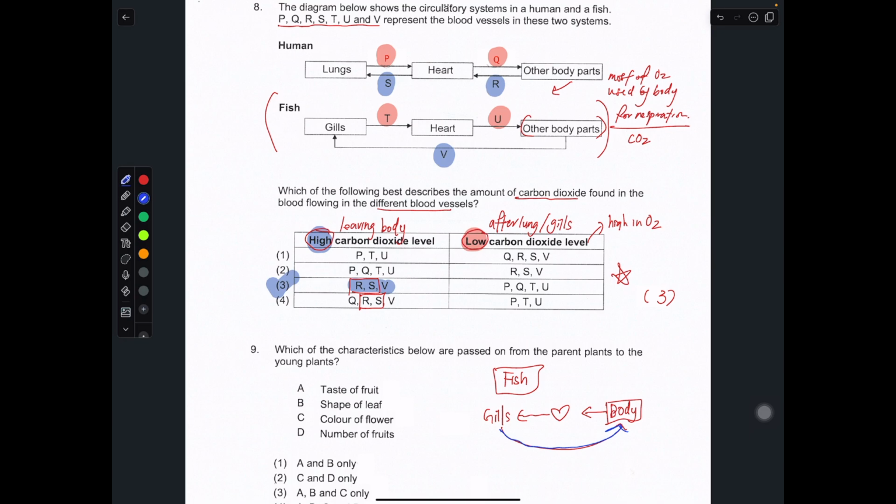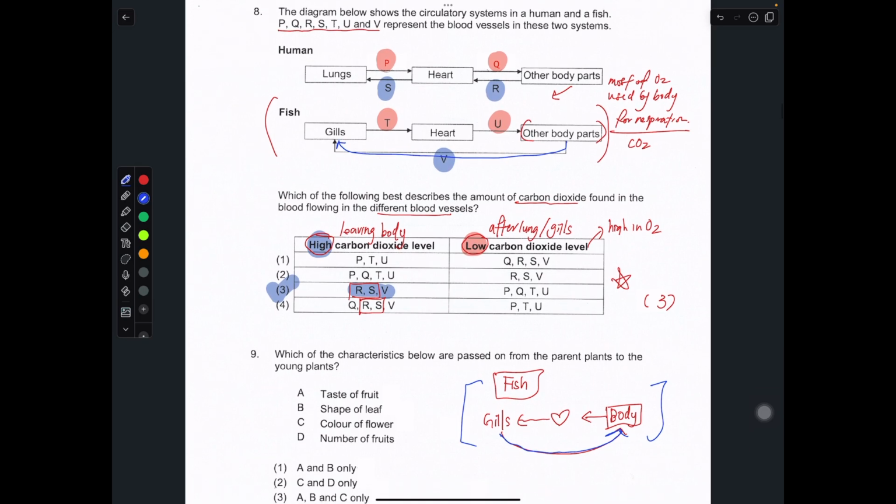Okay, you take a look, this arrow is facing this way. It seems that the question posed by this school is slightly different from what you have learned in the textbook. So this is something for you to remember. But the key over here is probably to look at the arrows. Gills to the heart will be the most oxygen rich, because dissolved oxygen found in the water enters through the gills, and then it will be sent to the heart, and then the heart sends it to the rest of the body.